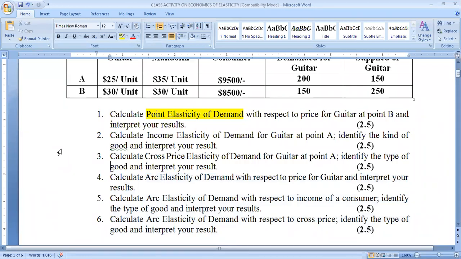Okay, let me add the difference between point and arc elasticity over here. Point elasticity is finding out the value of elasticity at one particular point upon a demand curve. But if we have more than 1 point upon a demand curve, say 2, maybe 3, maybe 4, maybe 5 points, it is up to you whether you would like to find out elasticity between the 2 points, between the 3 points, between the 4 points, or between the 5 points. This is up to you.